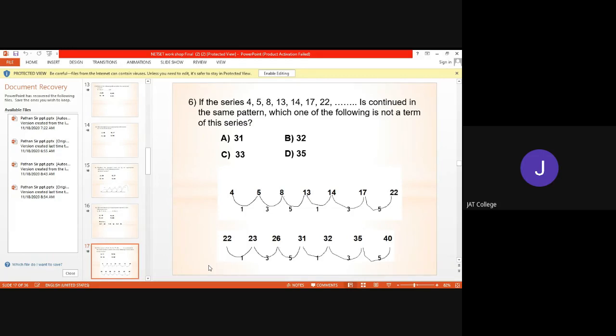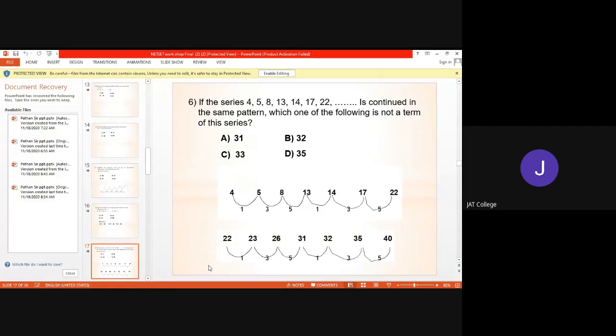Okay. So when we continue this series, then what we have to do? We have to maintain the difference of 1, then 3, then 5. Then again we have to maintain the difference of 1, 3, 5, 1, 3, 5, and so on. So look at here. Difference between 22 and 23, there is a difference of 1. Then difference between 23 and 26, difference of 3. 26 and 31, difference of 5. Then again 31 to 32, there is a difference of 1. 32 to 35, difference of 3. And 35 to 40, difference of 5.